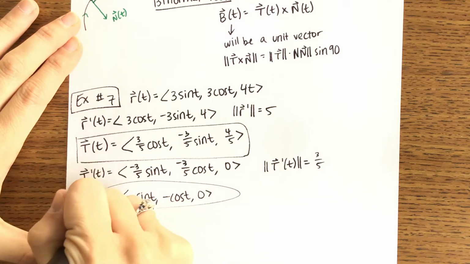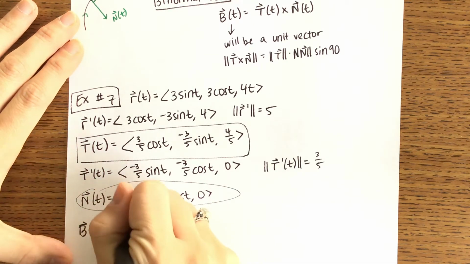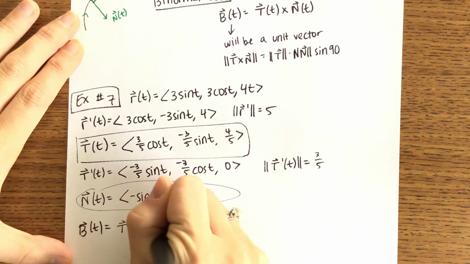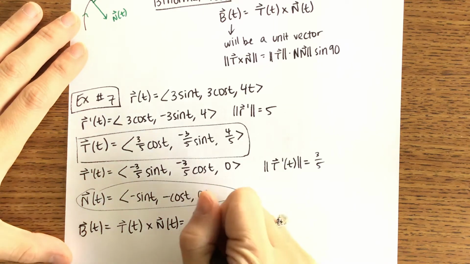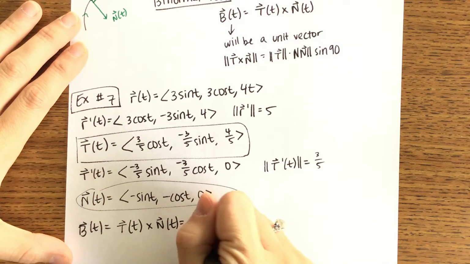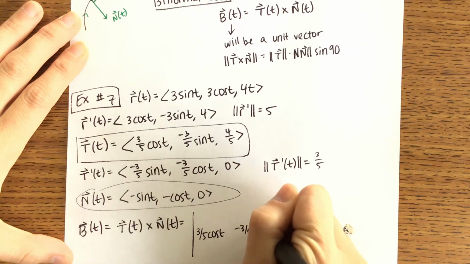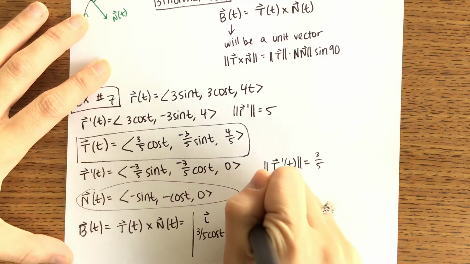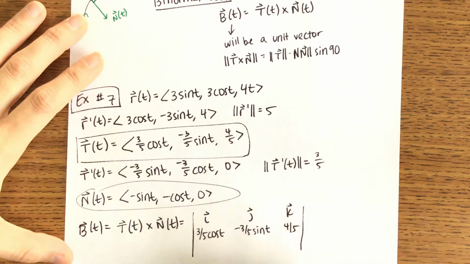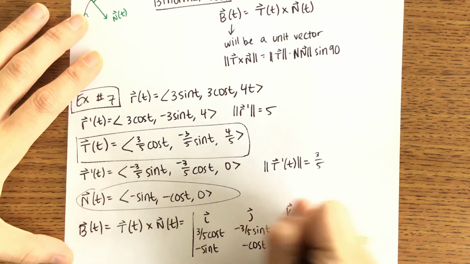Next one we need to find is the binormal vector. That's going to be when I take the unit tangent vector and cross it with the unit normal vector. So I get 3/5 cosine t, negative 3/5 sine of t, 4/5, and then negative sine of t, negative cosine of t, and 0.